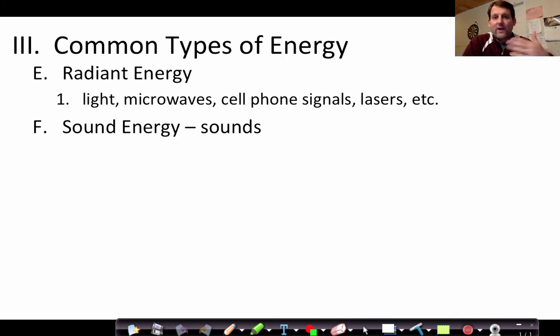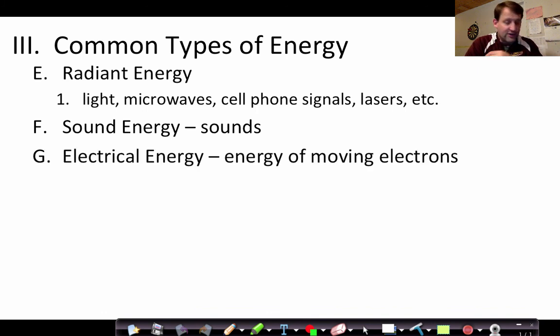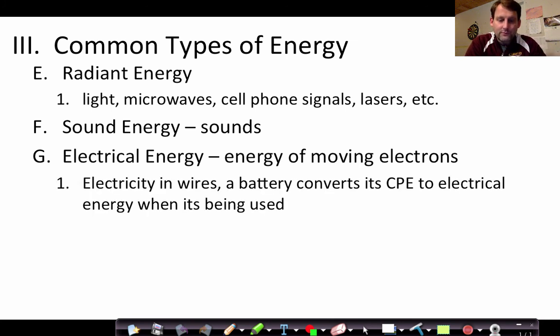So sound energy, so sounds do this. Whenever we vibrate air, of course, we get sound. And that vibration of the air is a type of sound energy. Electrical energy, this is the energy of moving electrons. It's in the wires and power lines. Batteries convert the chemical energy that they store into electrical energy as they push electrons through the wire. But when it's stored in there, it's not stored as electrical, it's stored as chemical.